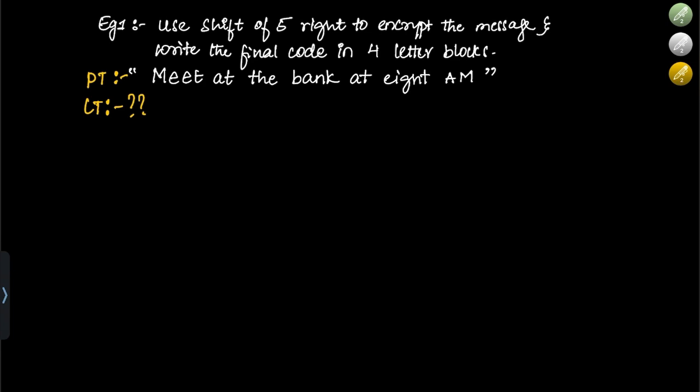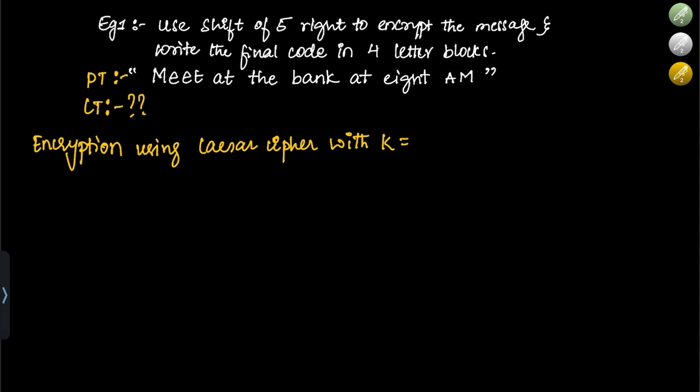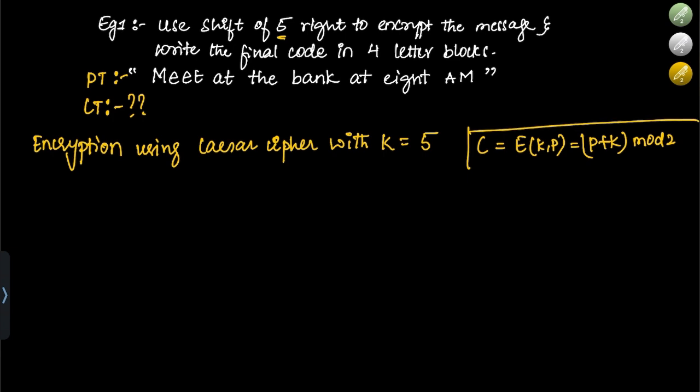So let me write down the formula here. I am performing encryption using Caesar cipher with k value or the key value as 5. That is, I'll be shifting 5 times. So the formula is C is equal to E of k comma P, which is equal to P plus K mod 26. So this is the formula.